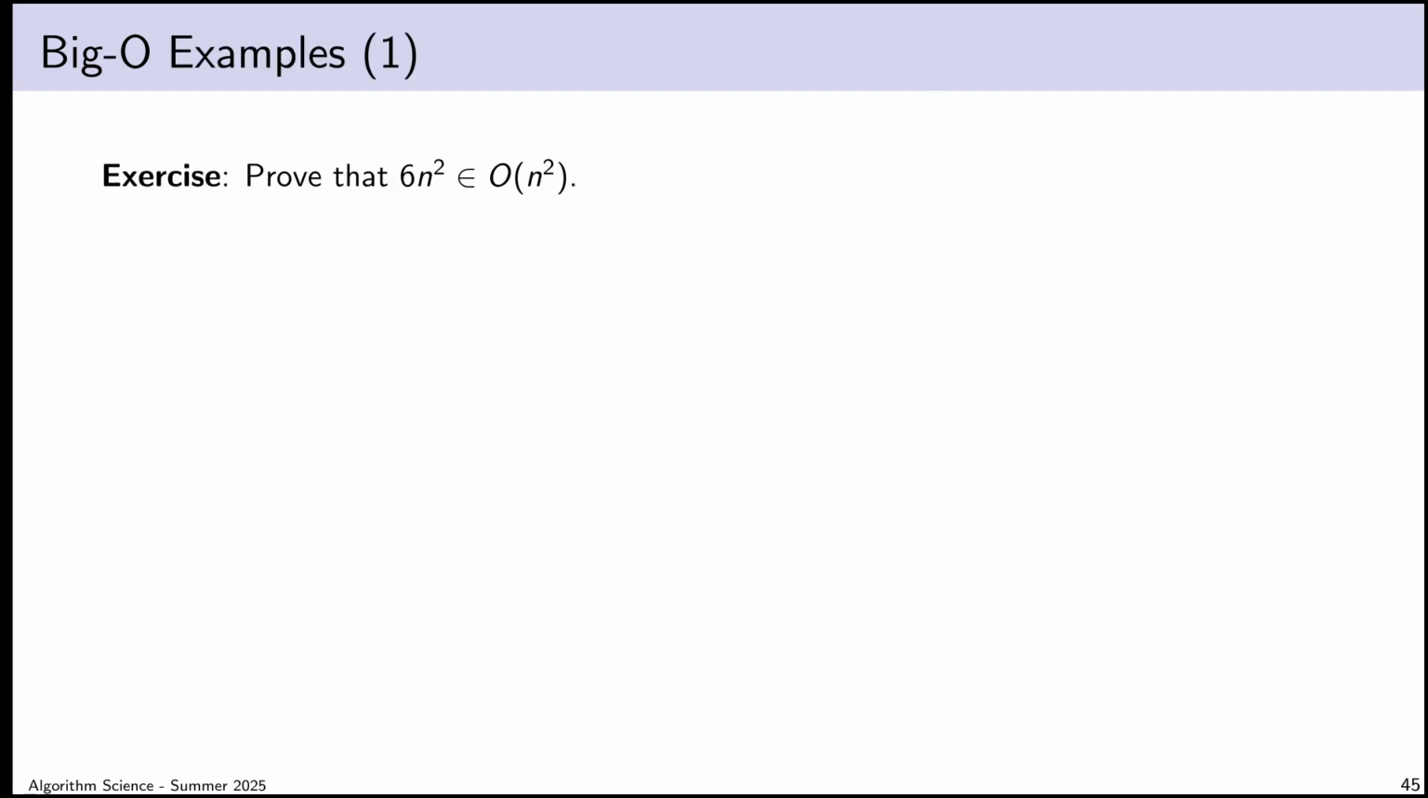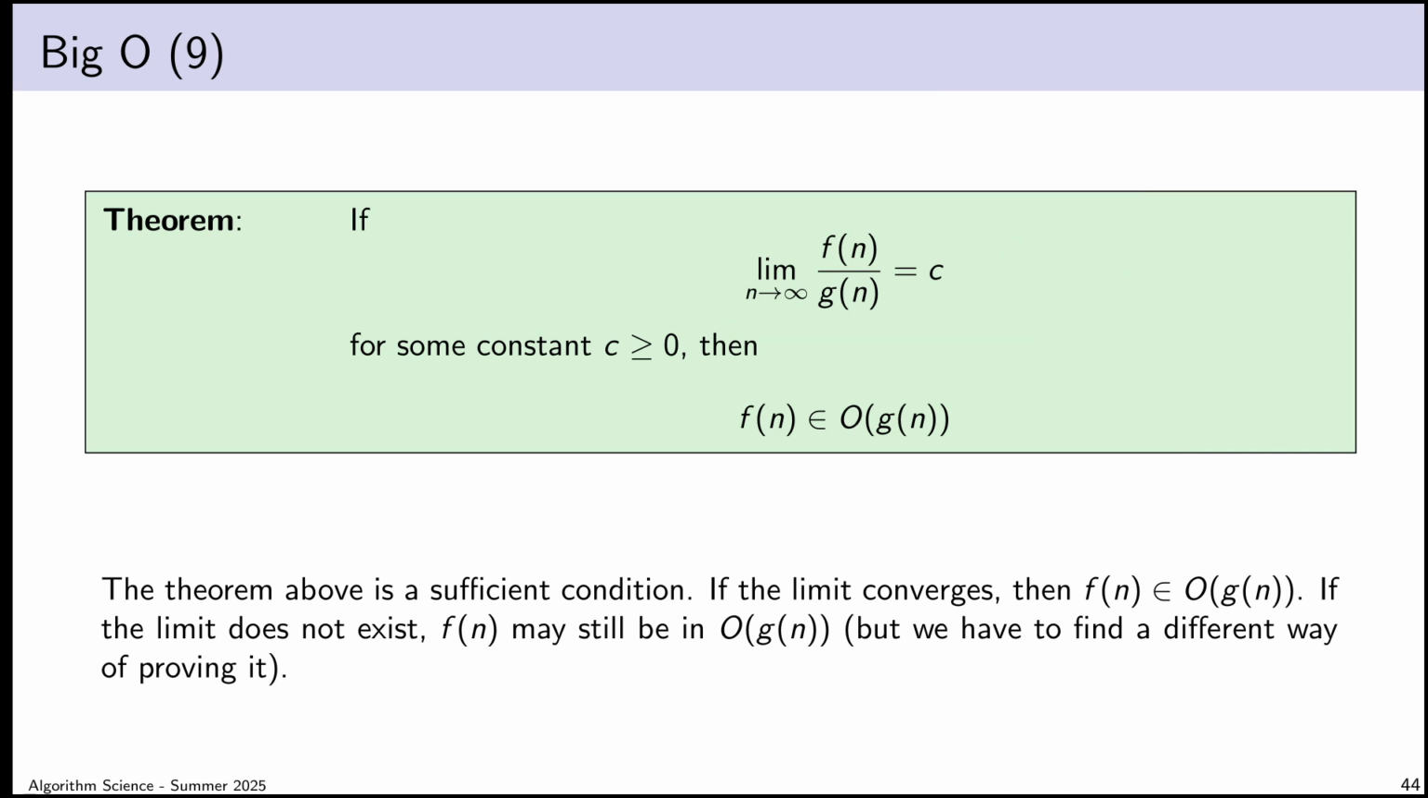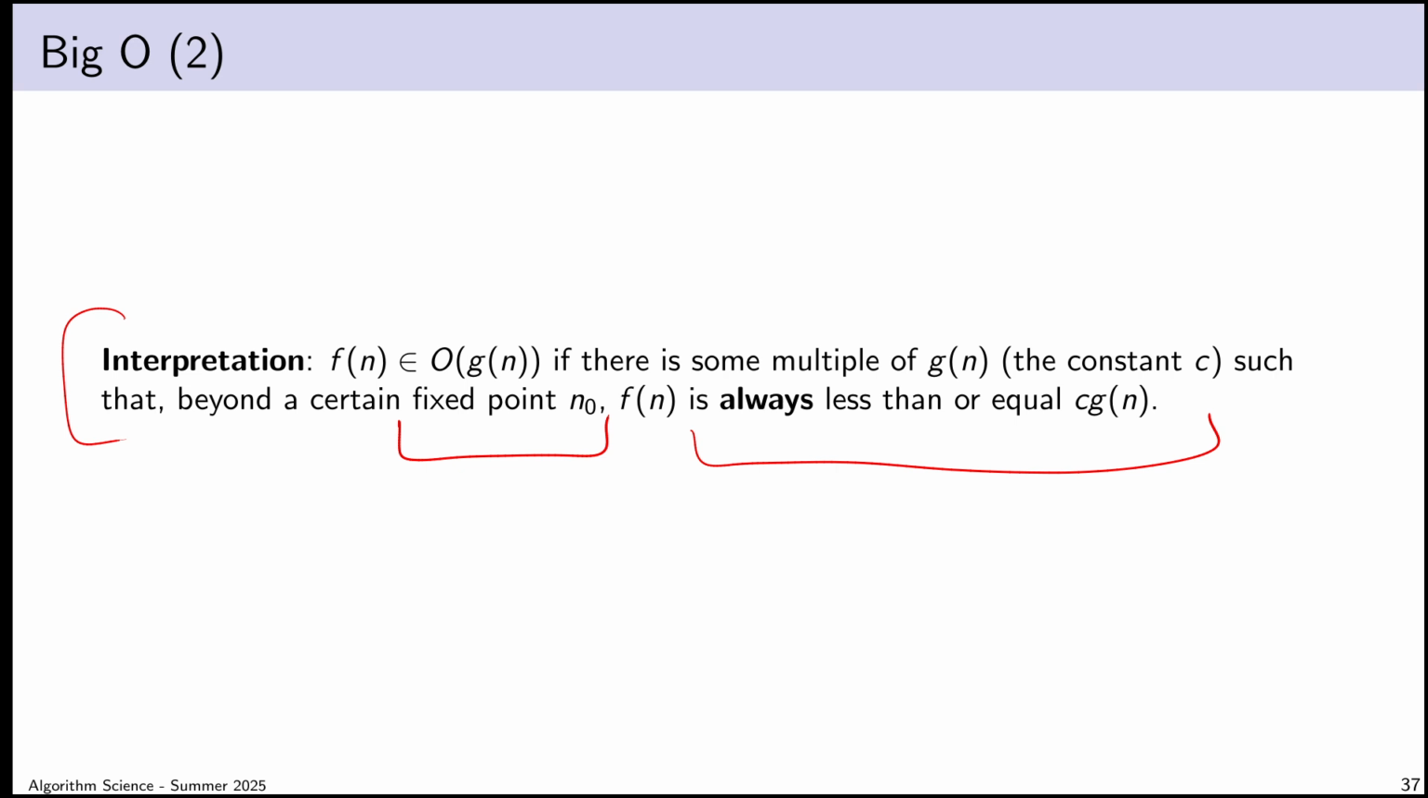So let's do a few of these. Prove that 6n squared is big O of n squared. There are a couple of ways of doing that, so I'll remind us that we have two options so far. We have this theorem that lets us use a limit, which just says put them one on top of the other and take the limit, or we can use the definition directly.